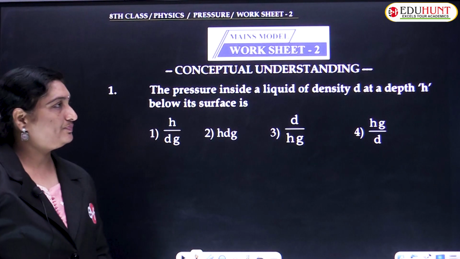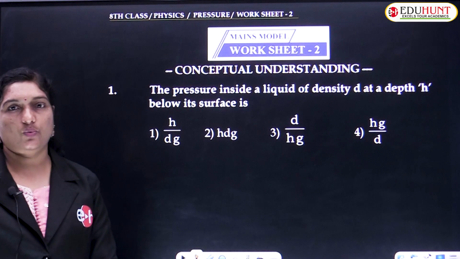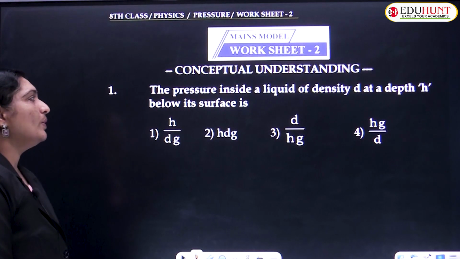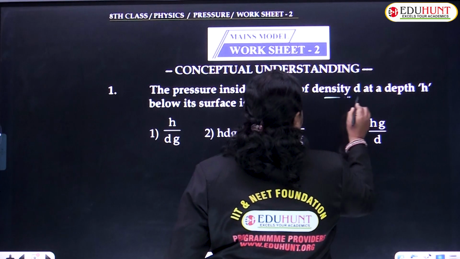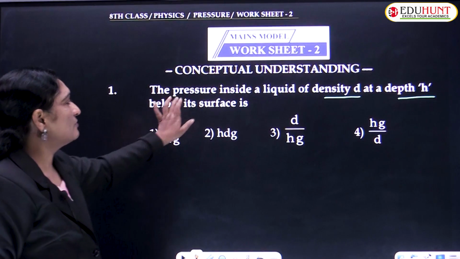Worksheet 2. Moving to the first question, children: the pressure inside a liquid of density D at a depth H below its surface is given as. So what are the given data, children? Density is given as D, depth is given as H. Then you are asked to find the pressure.